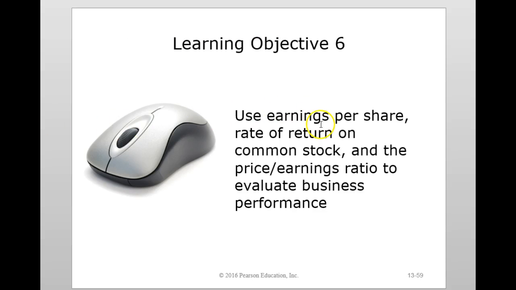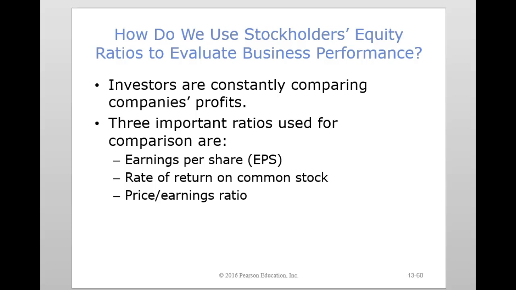Here's our next learning objective. This is using earnings per share, return on common stock, which is also called return on equity. And then there's a price earnings ratio, or the PE ratio, that you hear a lot about if you're looking at financial pages. Very simple ratios to use. And ratios are really important because that's how we compare companies. So there's earnings per share, price of common stock, and PE.